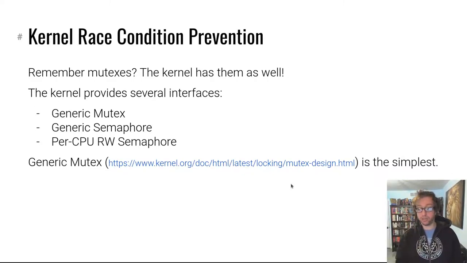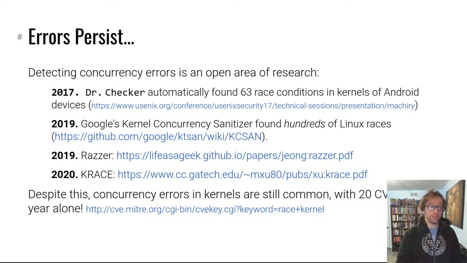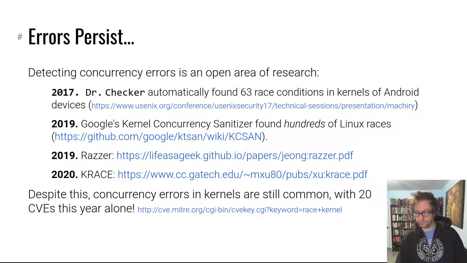You declare it somewhere and then you lock, unlock. Super simple. But it is not easy to understand what resources can be impacted by different threads, especially in complex code. And we can see this from the fact that errors persist a lot. Let me fix this slide, one second. All right, errors persist a lot. Just this year, there have been 20 CVEs in various kernels, not just in the Linux kernel, that are specific to race conditions.